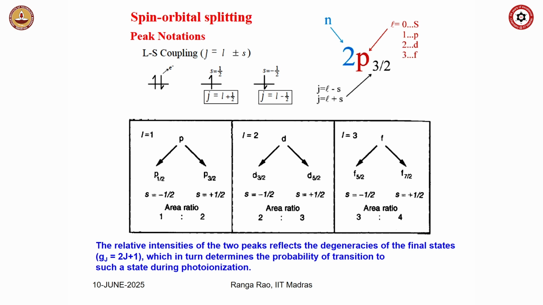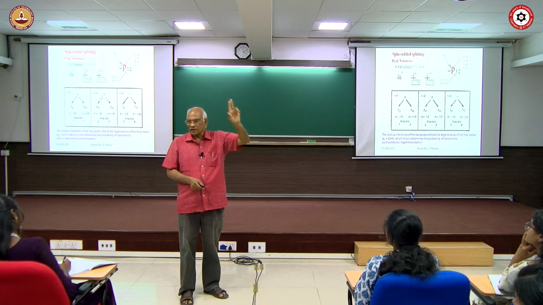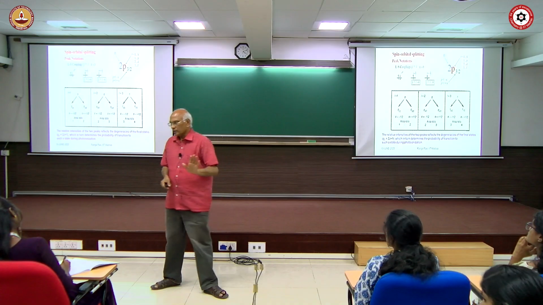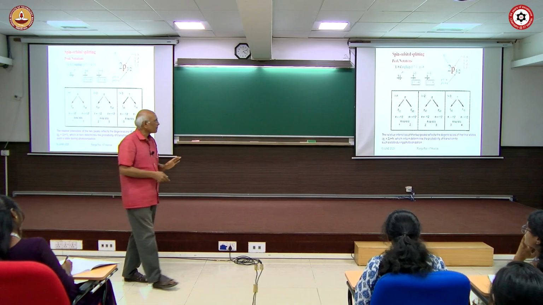Okay. Now for the p orbital, I already mentioned to you, the area ratio should be 1:2. For d orbitals, L is equal to 2, the area ratio should be 2:3. For L equal to 3, f orbital, the area ratio should be 3:4. That is why you get all these splittings in f orbitals, d orbitals and p orbitals, which I have shown you for gold and uranium.